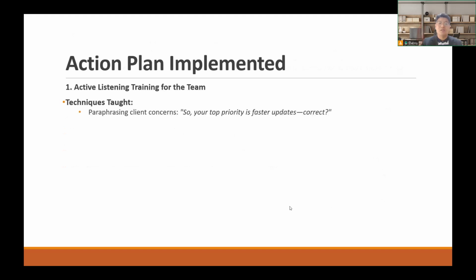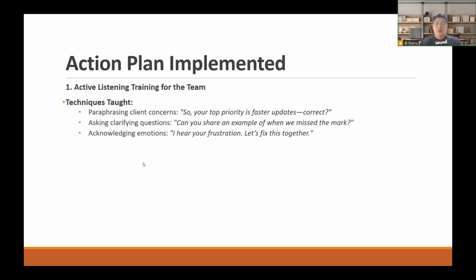So we have to teach our team with certain techniques, like how we can paraphrase the concerns by offering some kind of responses. So like, your top priority is faster updates, right? And then if you don't know some questions, you can ask some clarifications, such as, can you share an example of when we missed the mark? Or you honestly acknowledge some emotions. I hear your frustration. Let's fix this together.